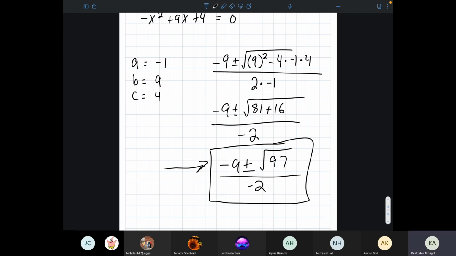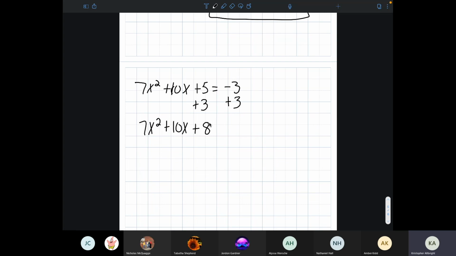Okay. So let's work number 4. Number 4 is 7x squared plus 10x plus 5 equals negative 3. Okay, so in this scenario, we have everything on one side except the negative 3. And the rules to do quadratic formula are that you have to have everything on one side equals 0. So this does not equal 0, so we need to add our 3 across. So when we do that, we're going to get 7x squared plus 10x plus 8 equals 0.